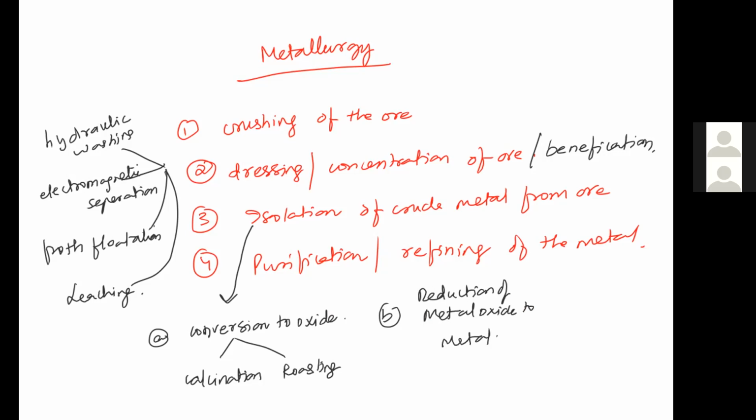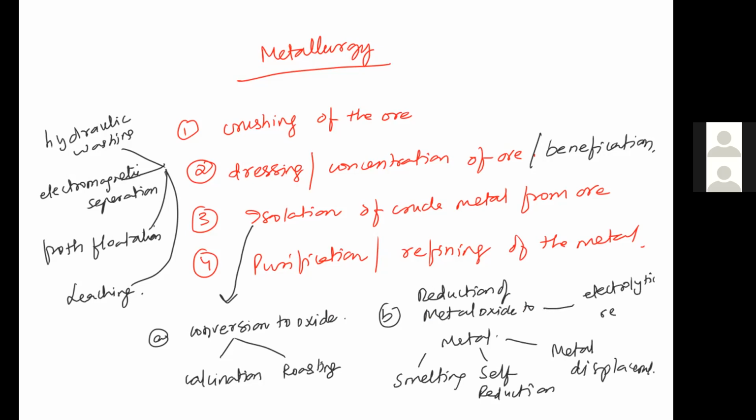Again, under which you have different methods, like you have smelting, self-reduction, metal displacement method, electrolytic reduction. So roasting is under conversion to oxide, and then reduction of metal oxide to metal.